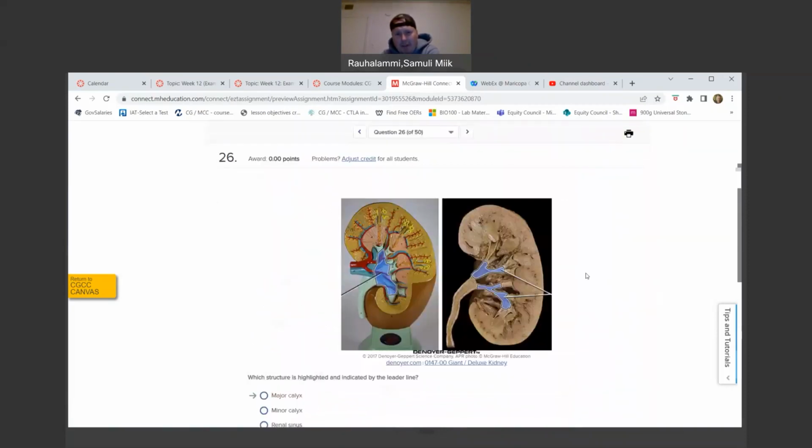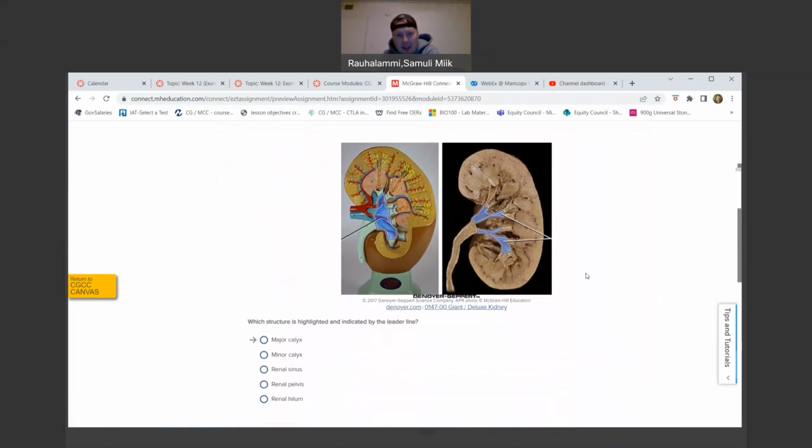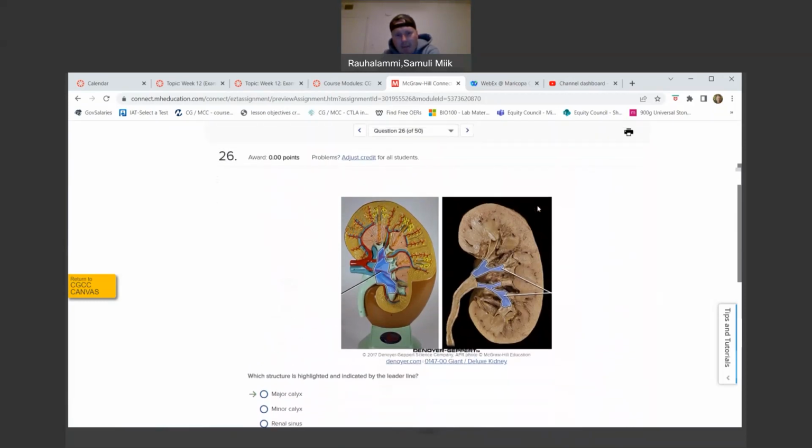Let's continue our review of structures. We're seeing a few important structures when it comes to the kidney. So we're seeing how urine is produced within the medulla of the kidneys, and then that is collected by minor calyxes followed by major calyxes, and then funneled further. So these are our major calyxes that have been highlighted.